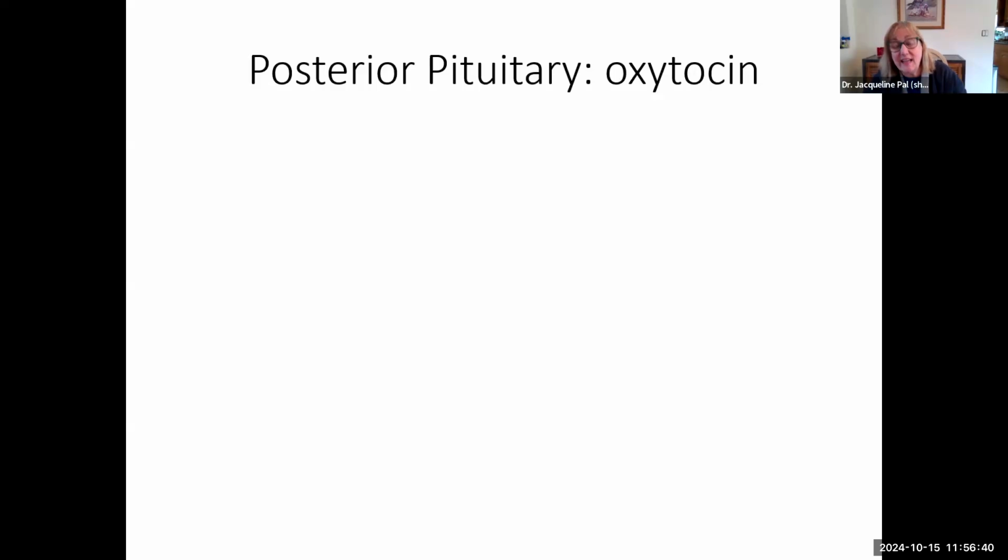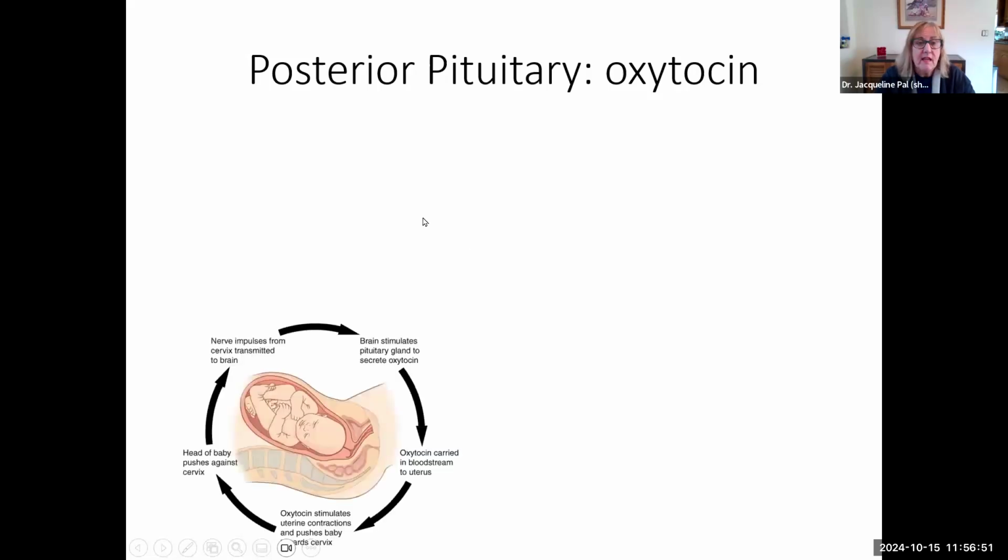And now let's look at the second hormone, because remember, the posterior pituitary only releases 2 hormones. So we've done one. The second one is oxytocin. You may have heard about oxytocin. Here's how oxytocin works. When a lady is really pregnant and ready to give birth, the baby's head is pushing down on the cervix. When the baby's head pushes on the cervix, the nerve impulses from the cervix get transmitted to the brain, and it stimulates the pituitary gland to secrete oxytocin. And the oxytocin gets carried down to the uterus and causes uterine smooth muscle to contract.